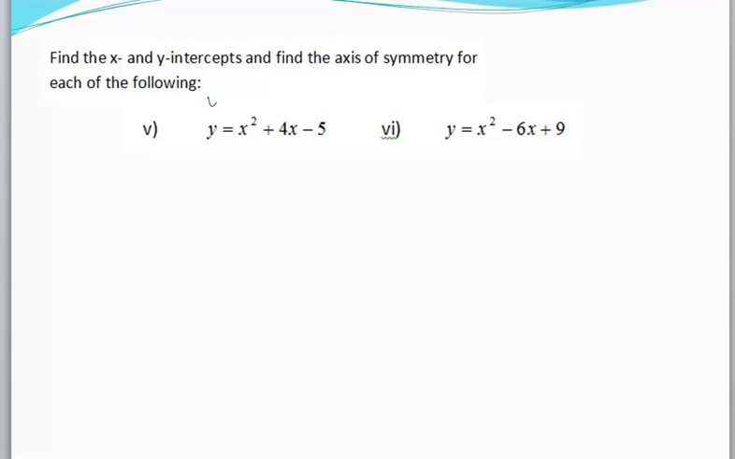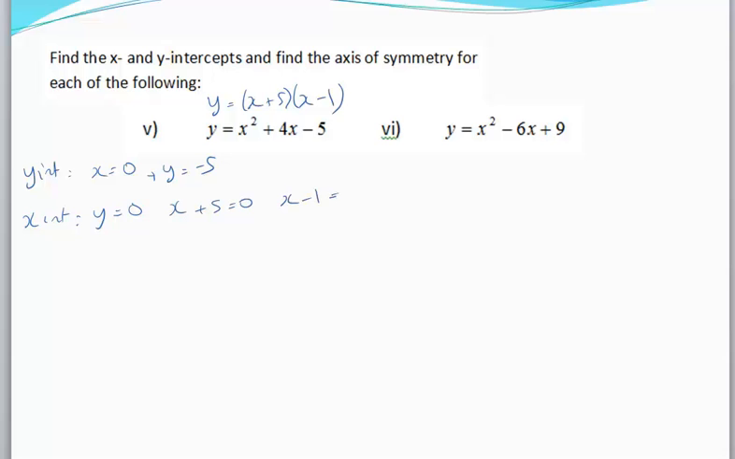So here we've got y is equal to (x plus 5)(x minus 1). So our y-intercept, here we set x is equal to 0, y is equal to minus 5. Our x-intercept, we set y is equal to 0. So we have x plus 5 equals 0, x minus 1 equals 0 here. X equals minus 5 and 1. Our axis of symmetry, x is equal to minus b on 2a, is minus 4 on 2 times 2, here is minus 2.